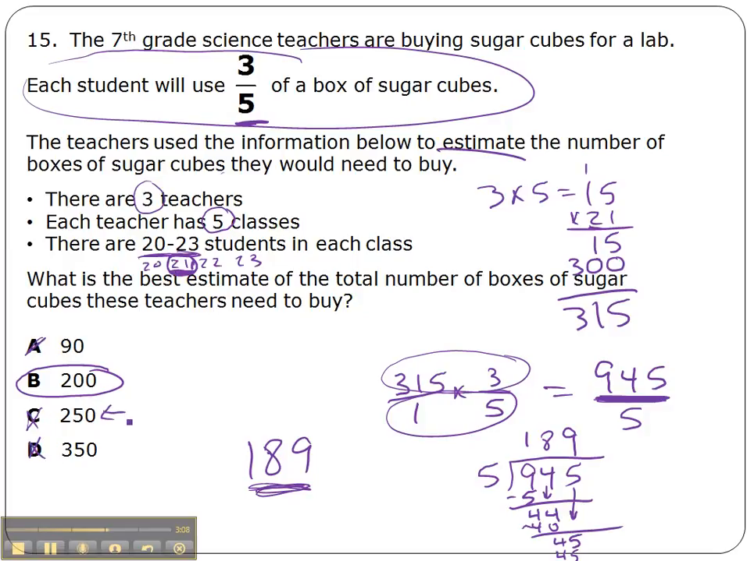You might look at 250 and say, well, that might be a good answer choice. It's close to 200. We want to have more boxes than we need. But if you wanted to be sure, you would do this again, multiplying 15 times 23, and see where you end up. Well, let's do that. 15 times 23.